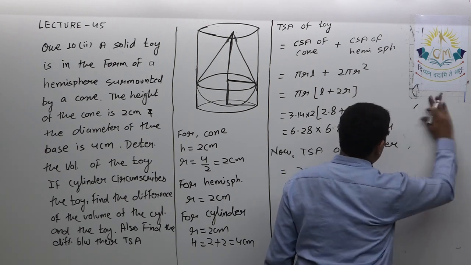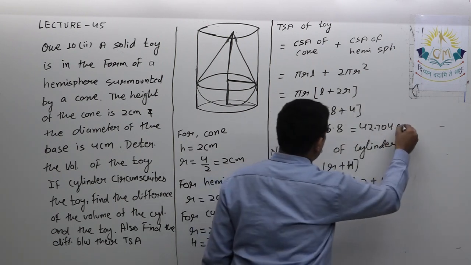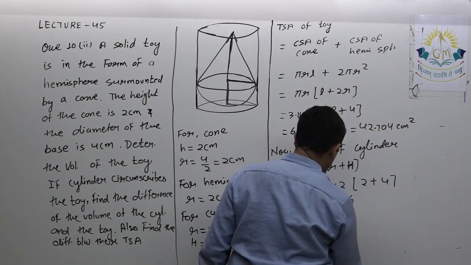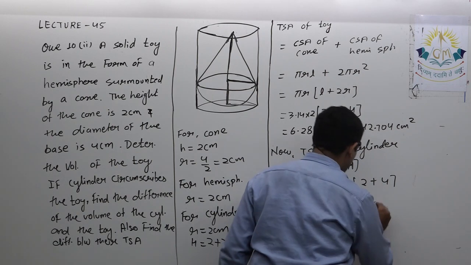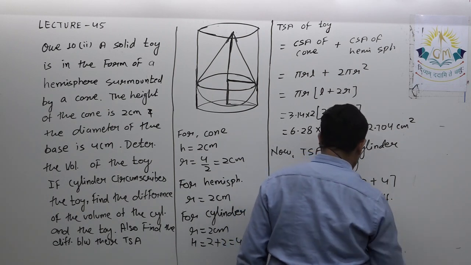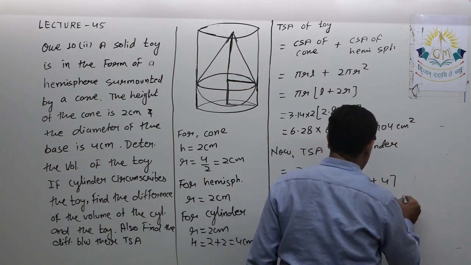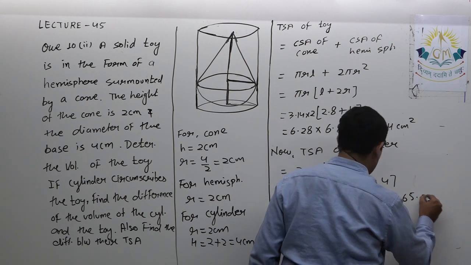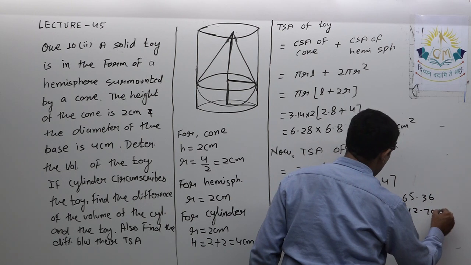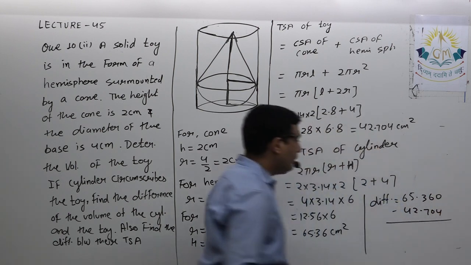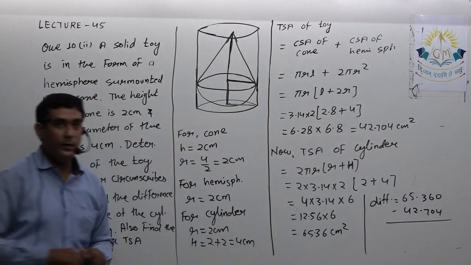So here we got this. This is in centimeter square. This is also in centimeter square. Now it is very easy to find the difference. The difference is 65.36 minus 42.704. You can do that on your own, I hope. So please note it down.